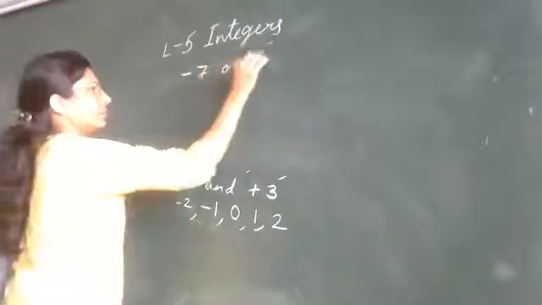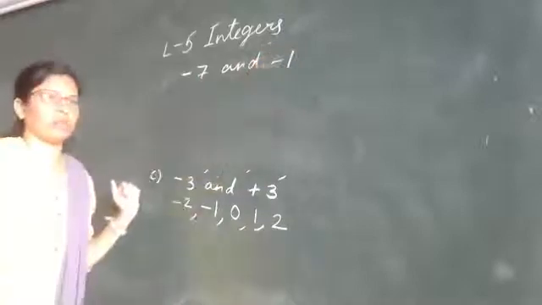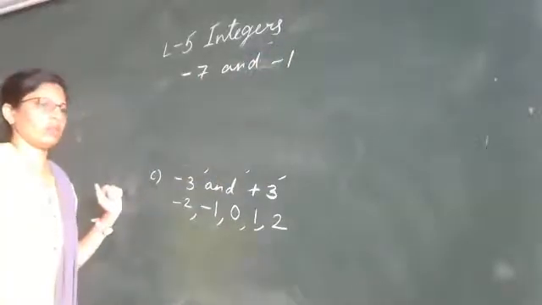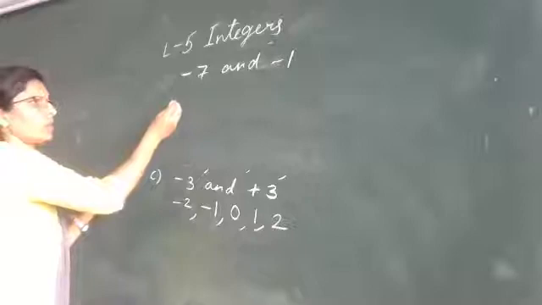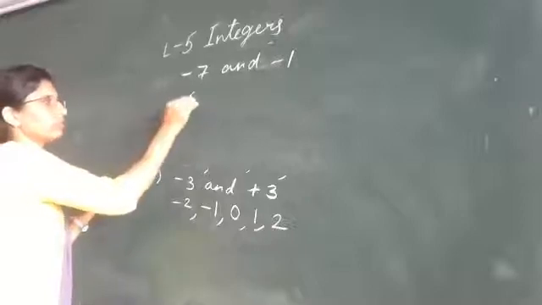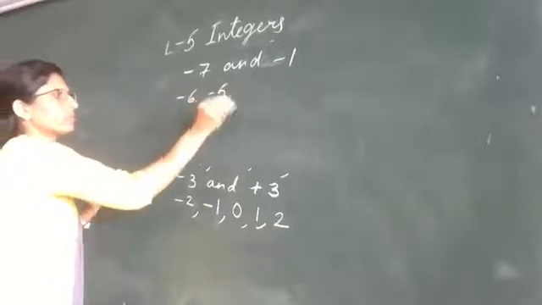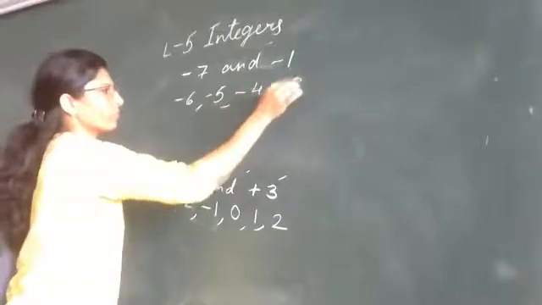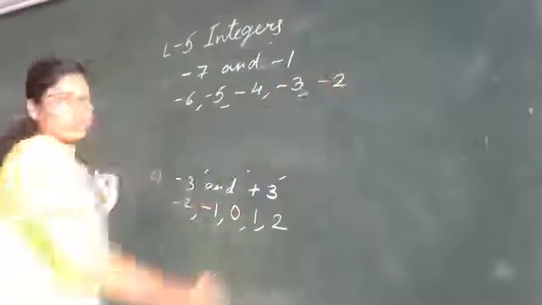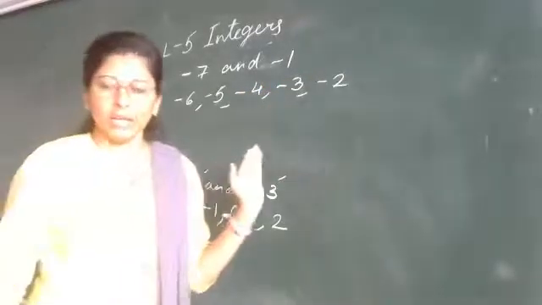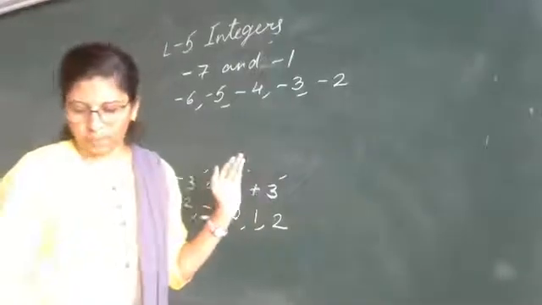Minus 7 and minus 1. Then minus 6, then minus 5, minus 4, minus 3, till minus 2. Okay.